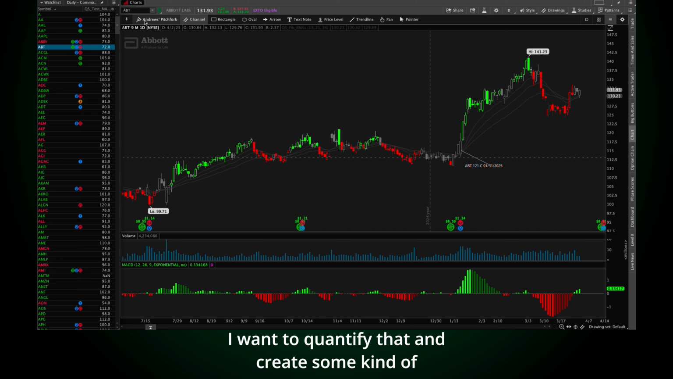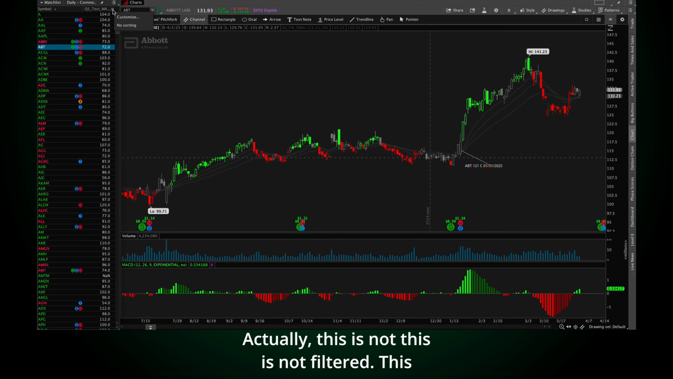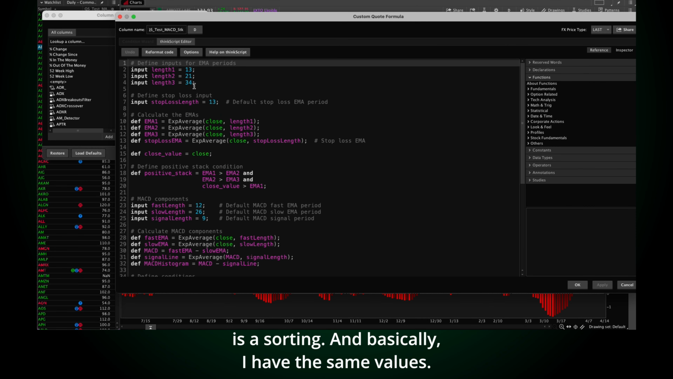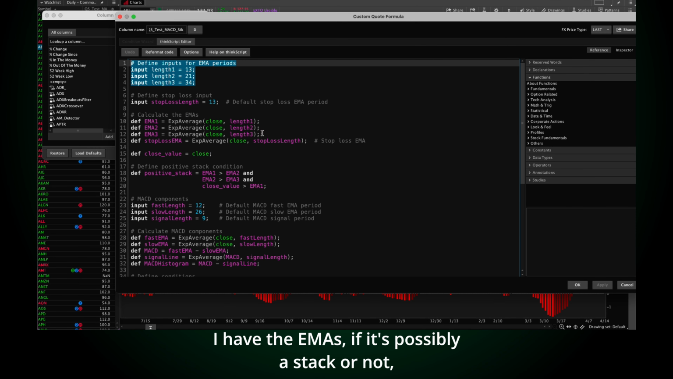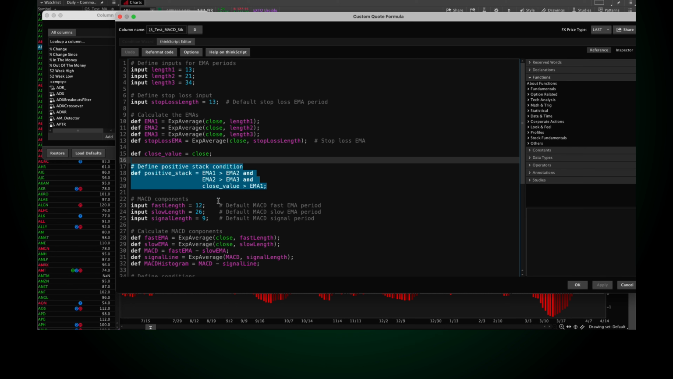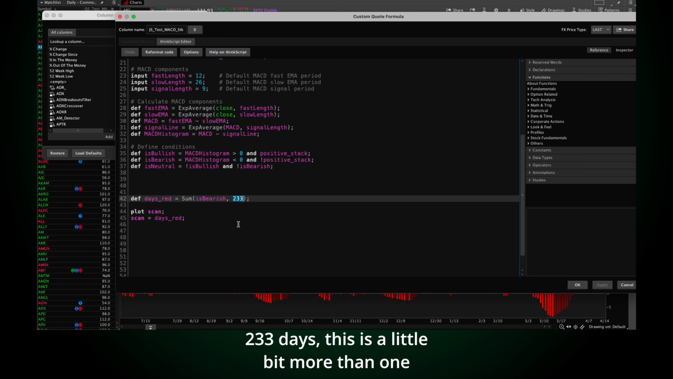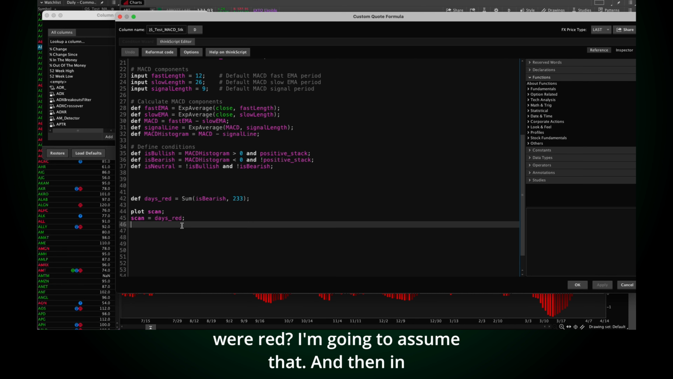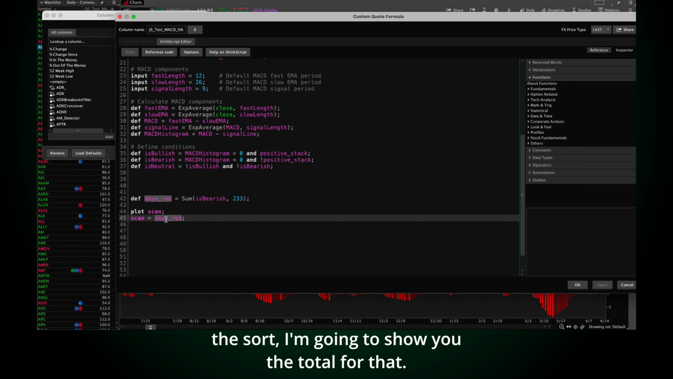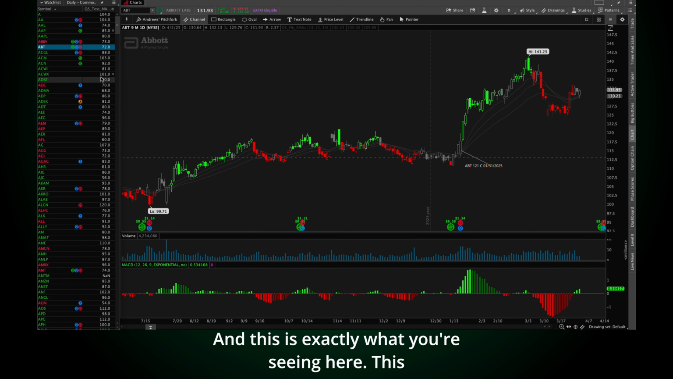I want to quantify that and create some kind of sorting. And in this case, I have this filter. Actually, this is not a filter, this is a sorting. And basically, I have the same values. I have the EMAs, if it's positive stack or not, the MACD, and then I want to find out in the last 233 days, which is a little bit more than one year of trading days, how many of those days were red. And then in the sort, I'm gonna show you the total for that. And this is exactly what you're seeing here.